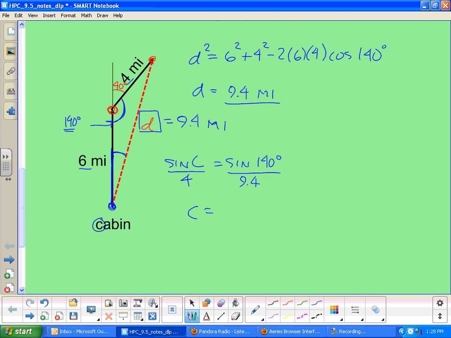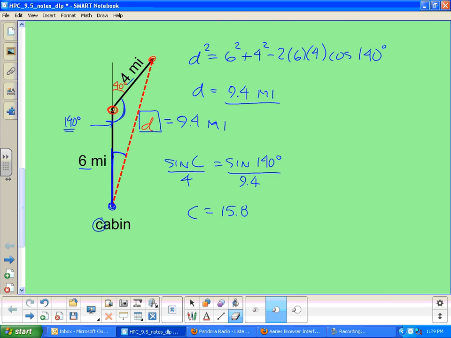And C equals, somebody tell me, 4 times the sine of 140, and then that answer divided by 9.4. 15.8? All right. So 15.8 degrees. Now, oftentimes, bearing information should also be written as degrees, minutes, and seconds. So, it's 15.86, you said?